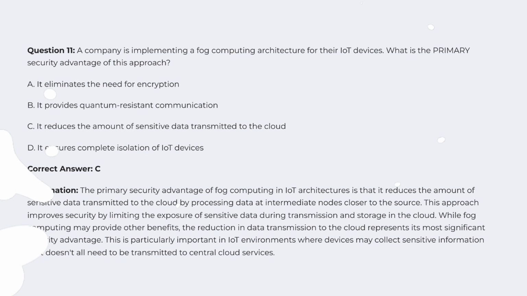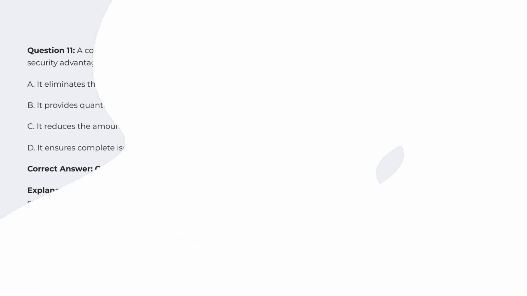Correct answer, C. Explanation: the primary security advantage of fog computing in IoT architectures is that it reduces the amount of sensitive data transmitted to the cloud by processing data at intermediate nodes closer to the source. This approach improves security by limiting the exposure of sensitive data during transmission and storage in the cloud. While fog computing may provide other benefits, the reduction in data transmission to the cloud represents its most significant security advantage. This is particularly important in IoT environments where devices may collect sensitive information that doesn't all need to be transmitted to central cloud services.